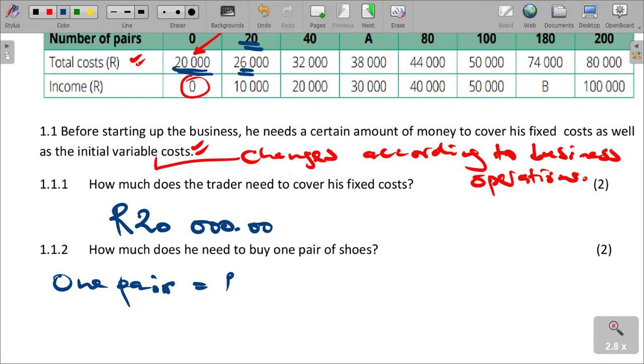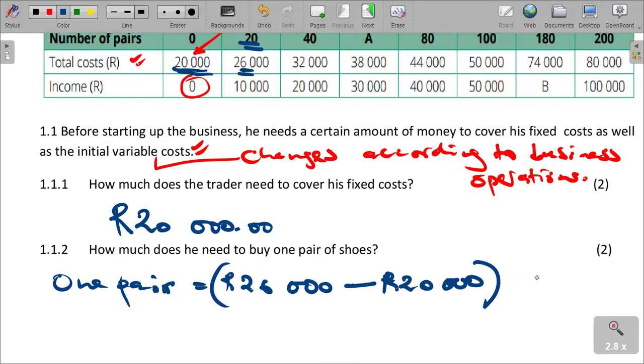26,000 minus what? Minus 20,000. 26,000 minus 20,000, so that we can see how much that is, and then we divide by the number of pairs that we have, divided by 20 pairs.